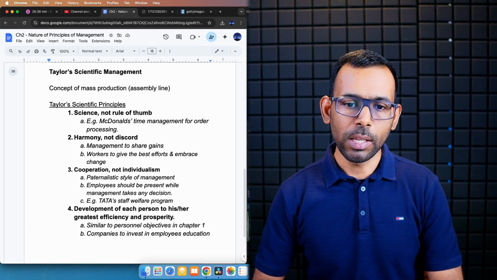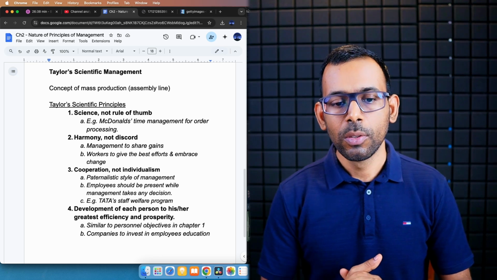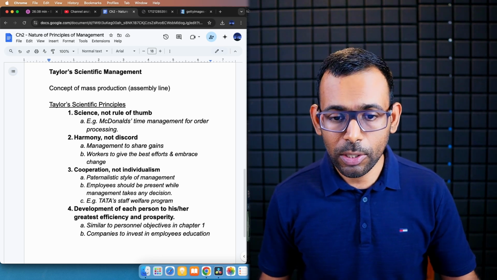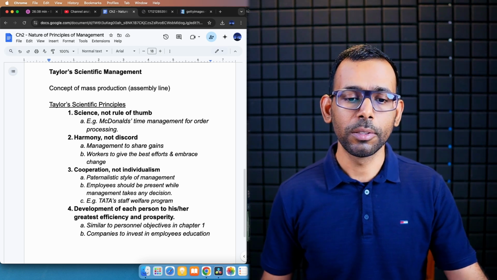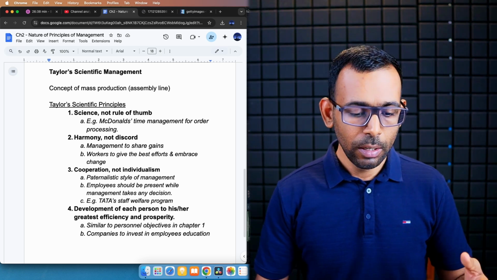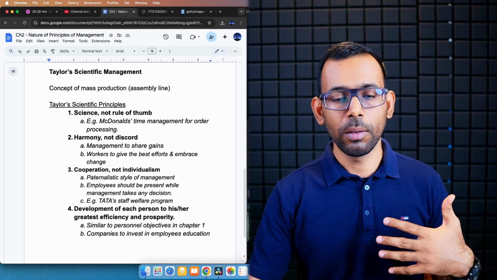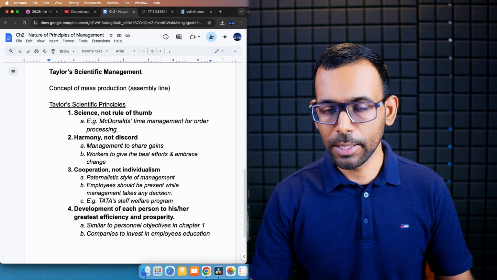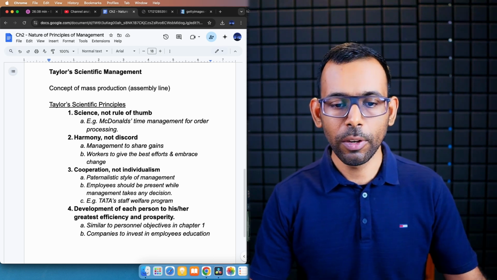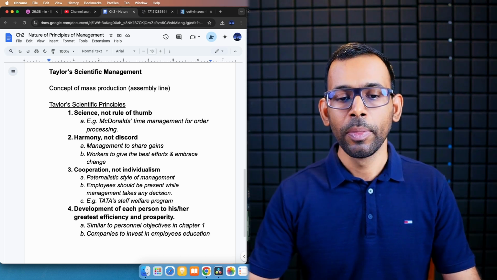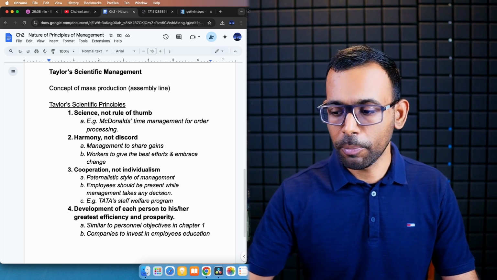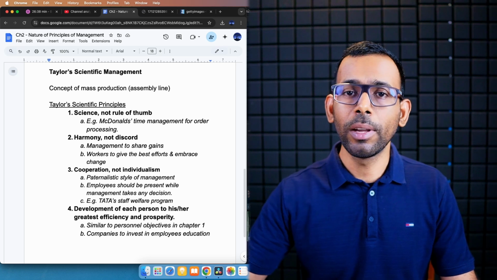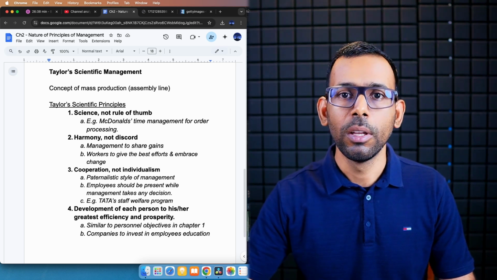Okay, now the second point is harmony, not discord. And the third point is cooperation, not individualism. I want to cover these two together because they are similar things. Back in the day, there used to be a huge amount of dispute. Even today, the dispute between management and the workers exists, but back in the day, it used to exist even to a larger extent. Now, Taylor believed that if management and workers don't go with each other, it is going to create a lot of inefficient processes.